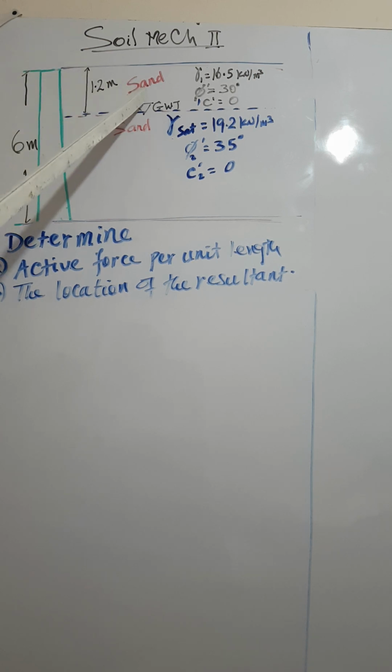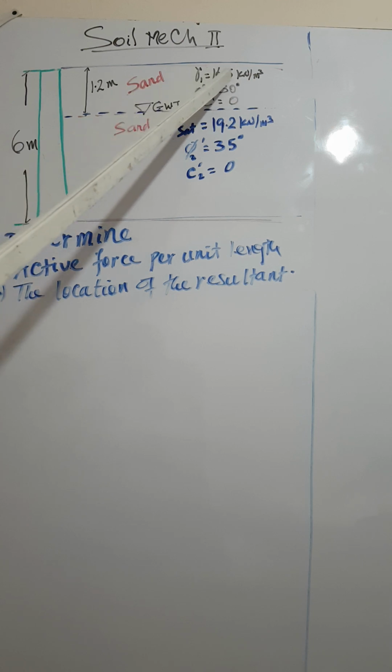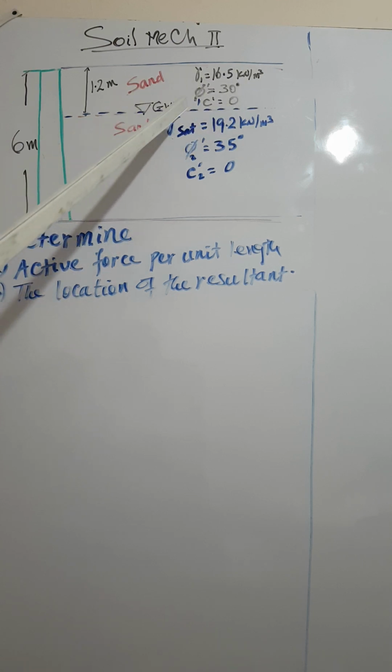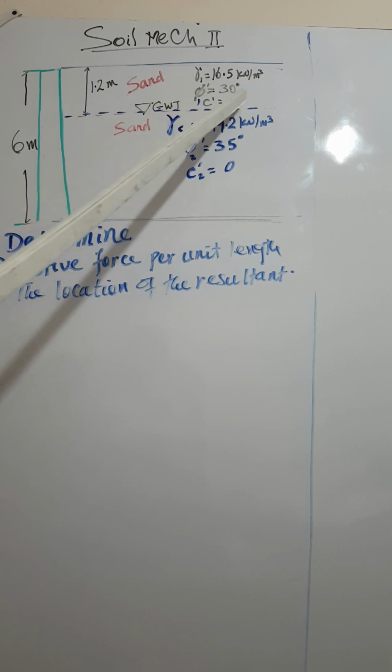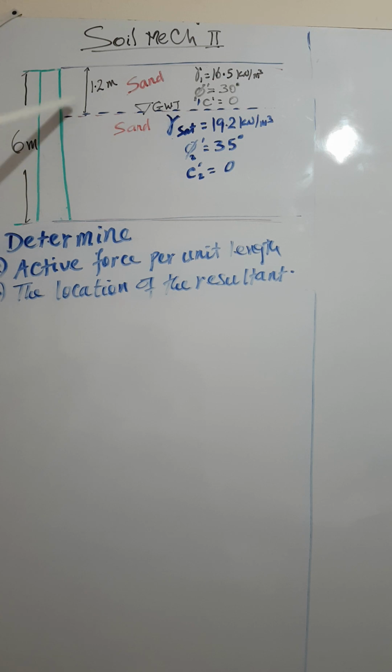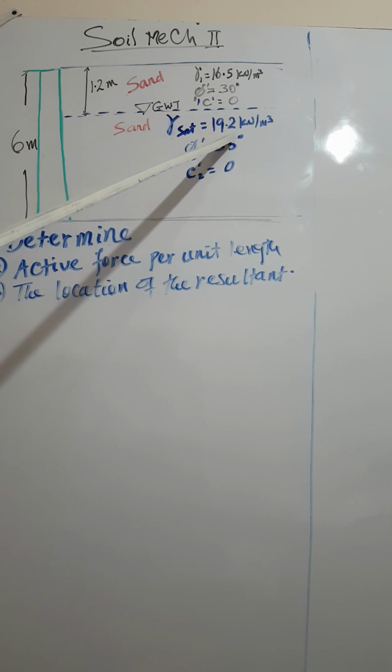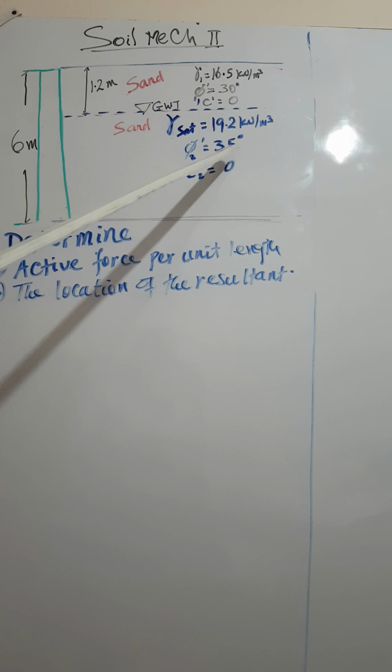1.2 meter ordinary sand with unit weight of 16.5 kilonewton per meter cube and angle of friction is 30 degrees between soil particles. C prime is 0. Right here, after 1.2 meters down from the 6 meters, we have the ground water table, marked here. So this is saturated sand. So gamma saturated is 19.8 kilonewton per meter cube and psi 2 is 35 degrees. Then C2 is 0.